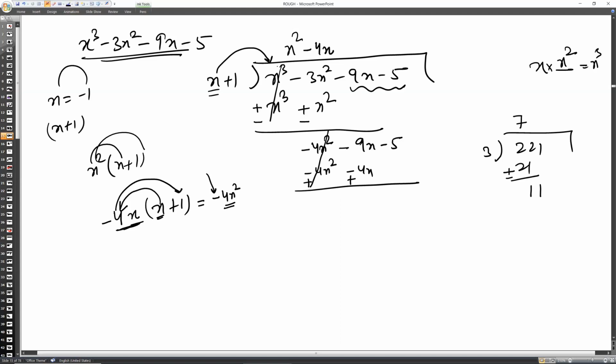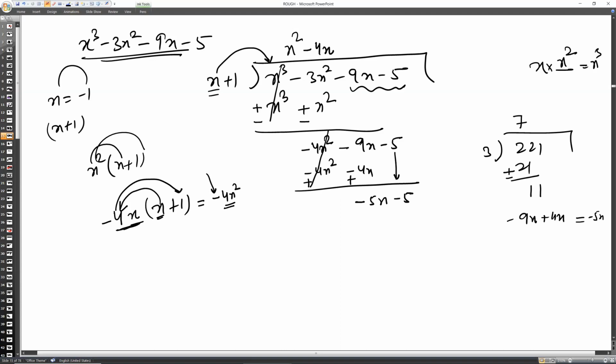Got it? Then again, this we have done. Now you have to write it minus 9x. Add up with plus of 4x, then what we are going to get? You will get minus of 5x, and then this term will come down, you will get minus of 5.